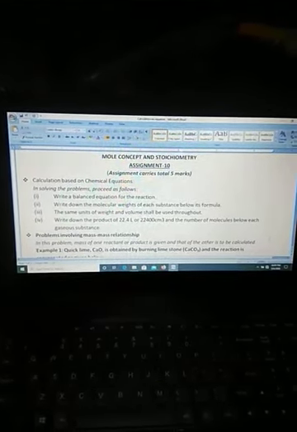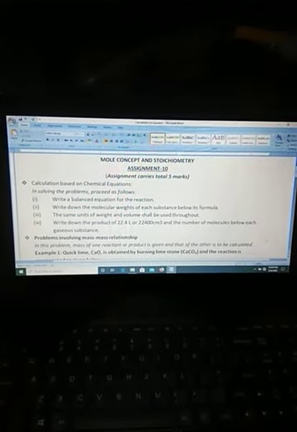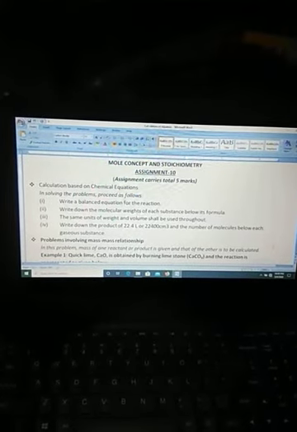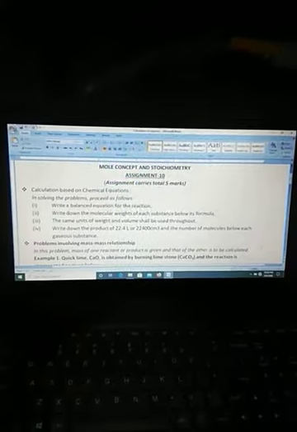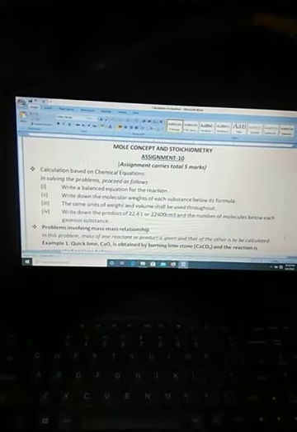Hello students, in our last class we discussed the empirical formula and molecular formula and how to calculate the numericals based on it. Today we are going to see the numericals based on chemical equations, and this is the last type of numerical that we have to do for this chapter. So we are going to do calculations based on chemical equations.